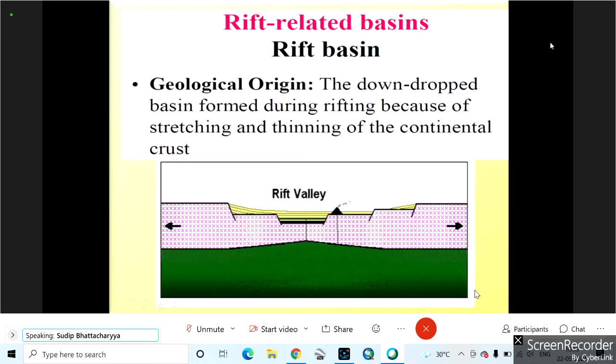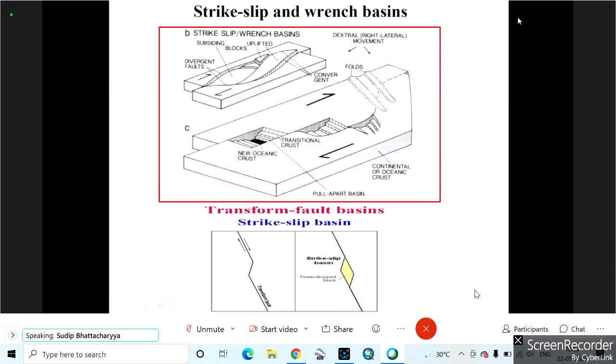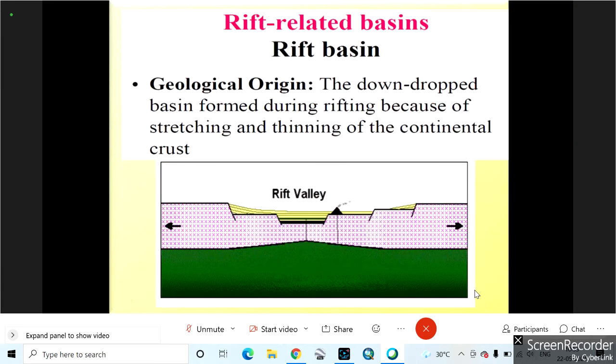Now, going to the next one, you know that the rift. What is a rift? Rift is well within your continent and within your ocean also. Mid-ocean rift, and in continent also. The rift is a situation where we are getting a basin, a depression called rift basin. So a down-dropped basin due to rifting, that means due to faulting. Faulting is coming here because the continental crust is being stretched in both ways.